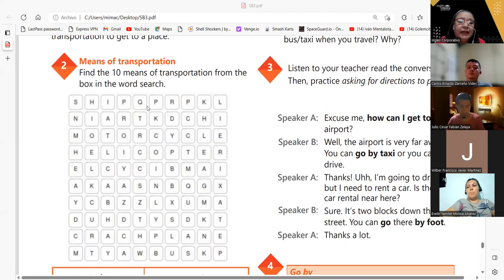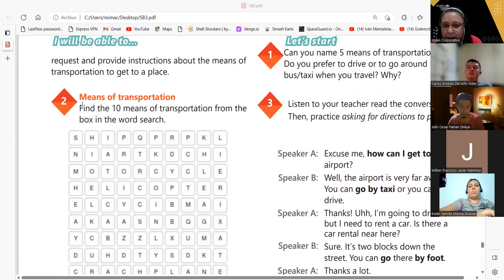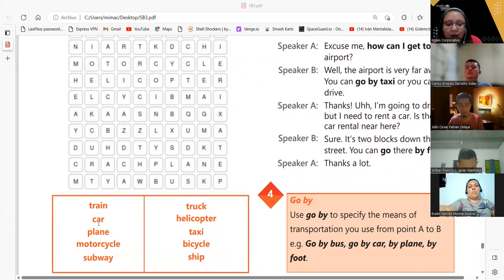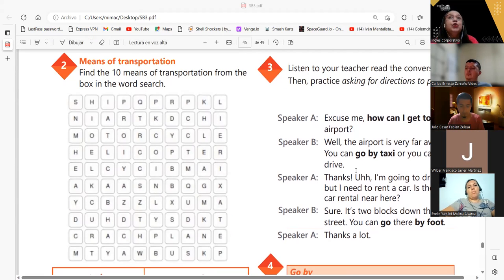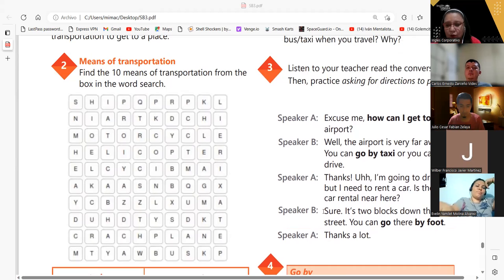Let me see. Okay, over here. Let's recall, if you remember class yesterday, we were also talking about the transportation means or means of transportation. And you were working here in exercise number two. You found the 10 means of transportation from the box in the word search. This is the box. Train, car, plane, motorcycle, subway, truck, helicopter, taxi, bicycle, and ship. But there are some others, yeah? Okay. And this is the short conversation that you practiced, and also you created your conversation based on this model, yeah? So I'm going to ask two of you to practice this conversation. Two volunteers, please.